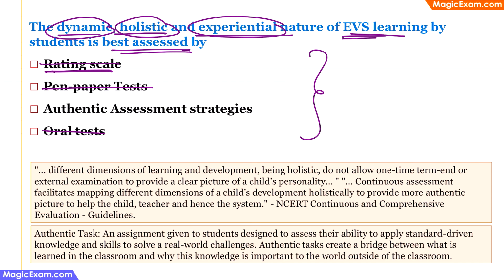Now the third option says authentic assessment strategies. That is, depending on what it is that you want to assess, whether it is a process or a project or an experiment or a lesson, what you want to assess decides what kind of assessment methodology you should use. So you will devise a strategy depending on what it is that you want to assess. Therefore, authentic assessment strategies is what you will use in EVS. Therefore, that is the correct answer.